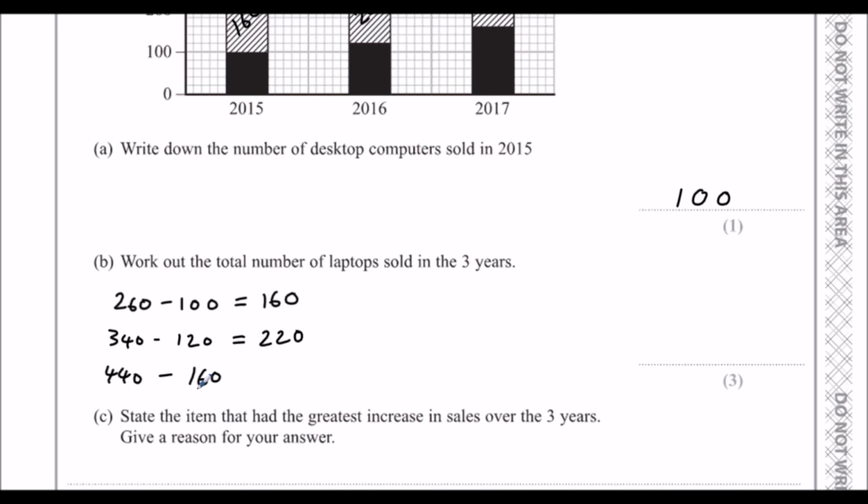So take away the 60 first. 440 take away 60 is 380. Take away the 100, 280. And we need to add them up. So that's 160 plus 220 plus 280. So 220 plus 280 is 500, plus the 160, so that's 660.